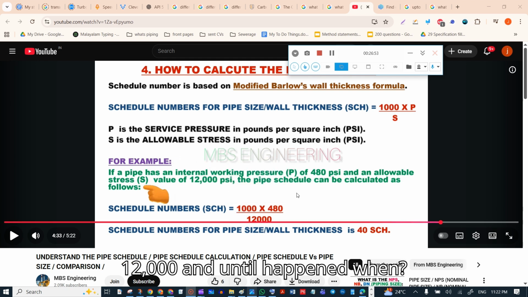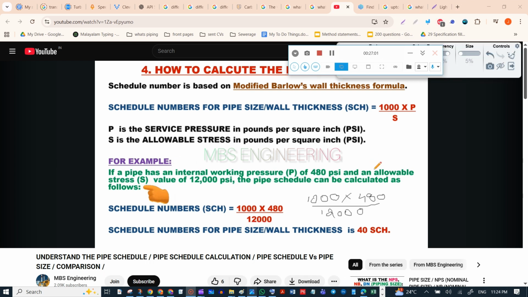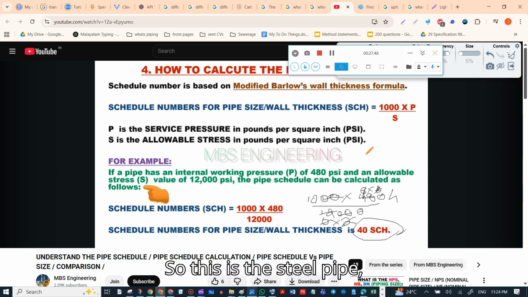So what will we calculate? We'll cut this one. Cut this 2 will be cut. 48 means 6 into 8. It is 6 into 2, 2 is cut, this is cut, this is cut, this is cut, 4. So 4 into 10 is 40 SCH. Okay. So this is the steel pipe.